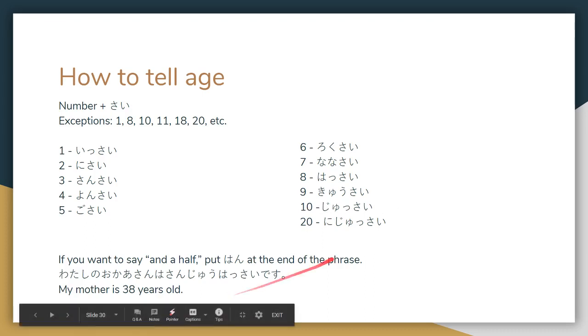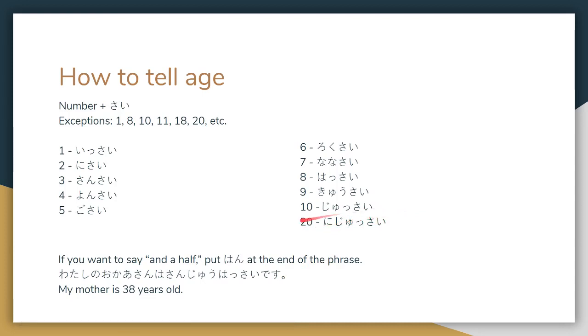Right, I need the pointer. Okay, this is nijussai. 20, nijussai. 18, juuhassai. 11, juuissai. 41, yonjuu issai. 58, gojuu hassai. 100, hyakusai. Oh, it might be hyakusai. It's no one's 100, so there's not many people who are 100 years old. Therefore, I think it's just hyakusai.